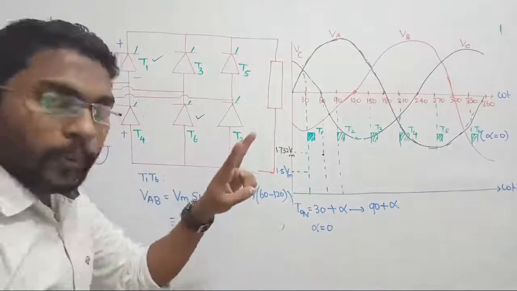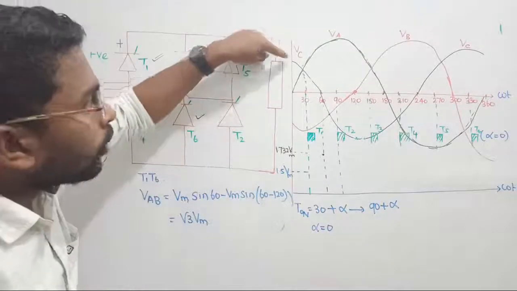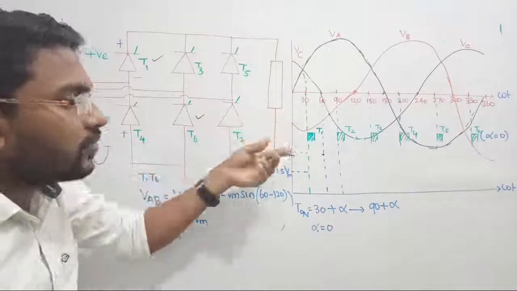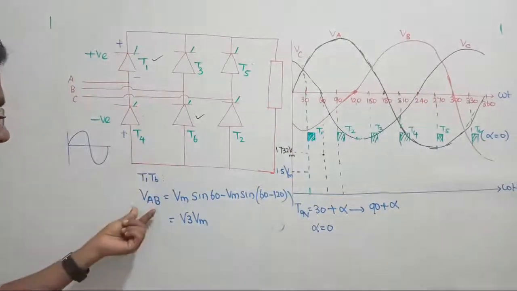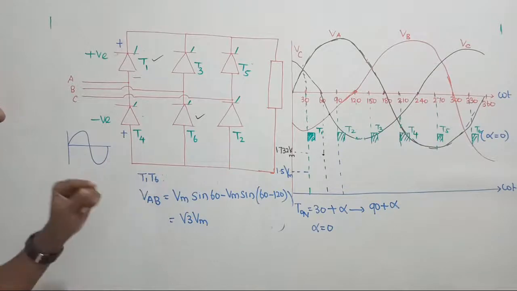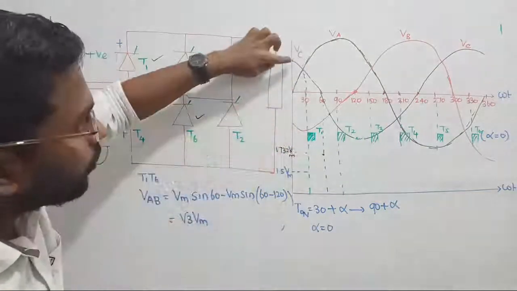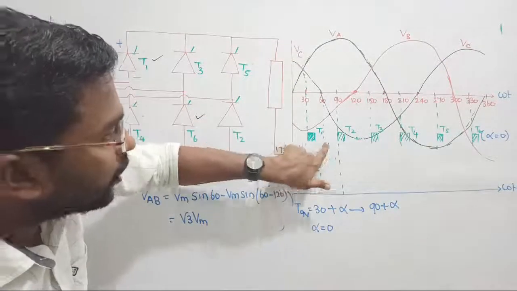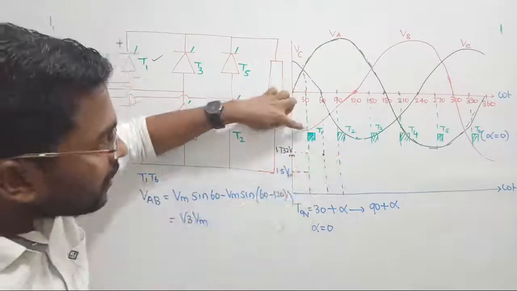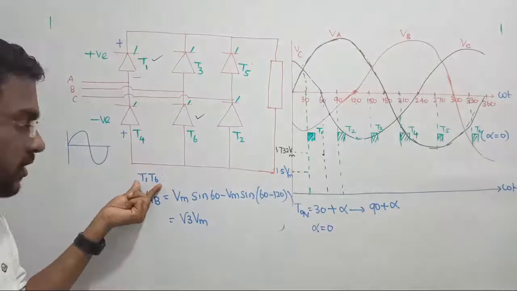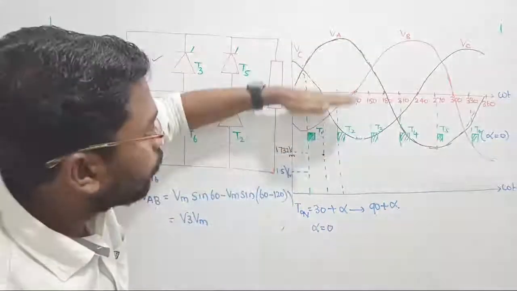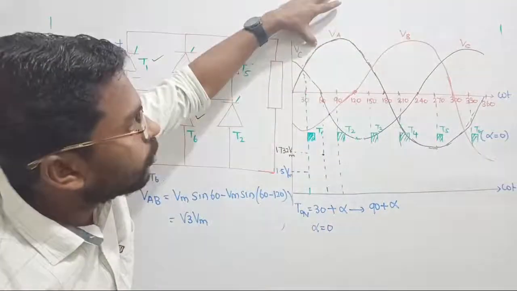Always two thyristors will turn on. One with the more positive voltage and one with the more negative voltage will be in conduction. That's all. Now look, VAB means we turned on T1 and T6, right? T1, T6. If you observe the waveform before this, in between T1 and T2, we are keeping T1 and T6 in conduction. T1 is the one: who is more positive here? VA is more positive.